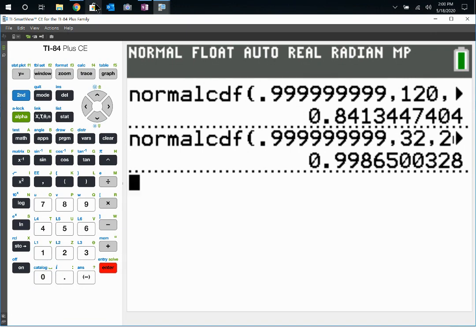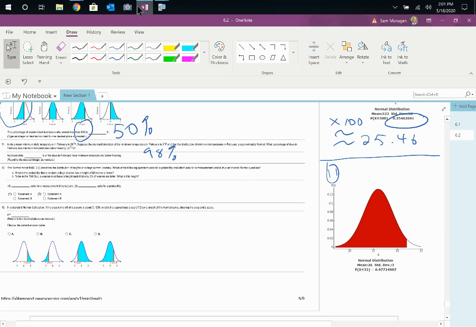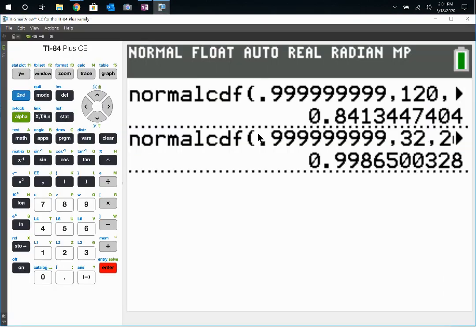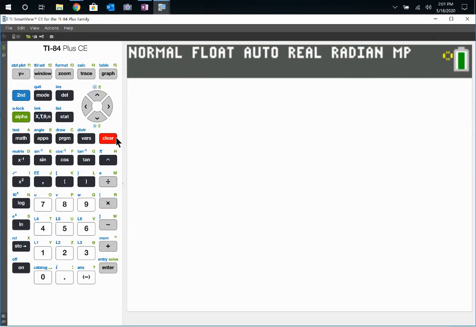0.998, or approximately, I think one of my numbers might have been incorrect here. Let me look again. Yeah, one of my numbers appears to be incorrect. Let me go back and check that. 26, 3, not 2. There's always an explanation, right?